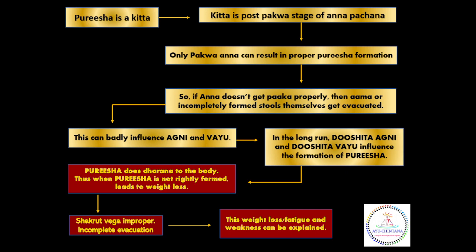But according to Ayurveda, Purisha's main function is to bring stability to the body. And how does it bring stability to the body? Because it influences and gets influenced by Vayu and Agni. And this is how, when the Purisha is not getting properly formed, or properly evacuated, or is too much evacuated from the body, this explains the weight loss, the fatigue and weakness. So, we have dealt with all the physiological variations relative to the early stages of presentation in colorectal cancer. When the Shakritvega is deranged and there is incomplete evacuation, there is total imbalance of the Sharira Dharana. Hence, what modern science fails to explain is a well-established fact in Ayurveda.